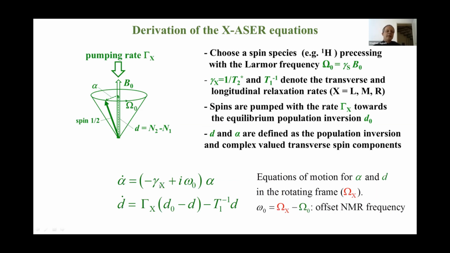Alpha dot is decay plus oscillation. It is a kind of Bloch equation, if you like, in a complex space. And the population inversion is driven by the pumping towards the D0 and decays with T1. The omega 0 is the offset frequency, the NMR offset frequency of the RASER. Now we combine these 2 systems.